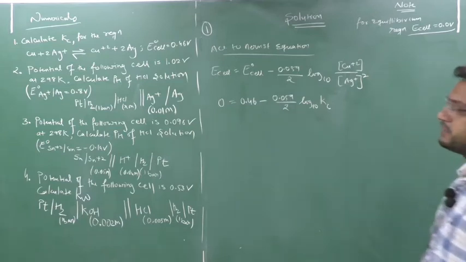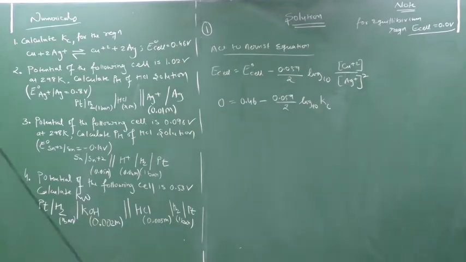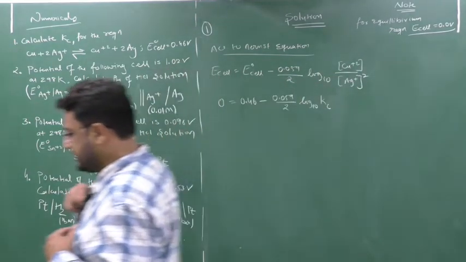and this itself is called the equilibrium constant Kc, because we know Kc means what? Equilibrium constant means concentration of product upon concentration of reactant. So this whole together itself is called Kc.